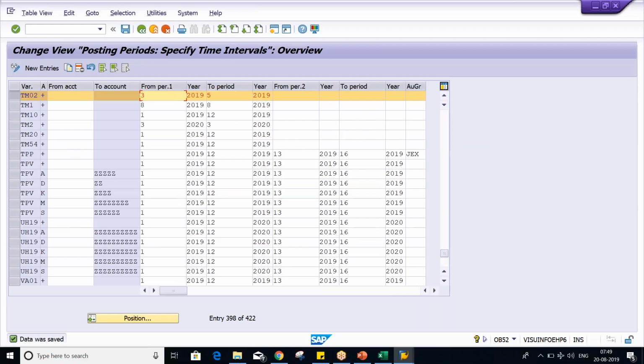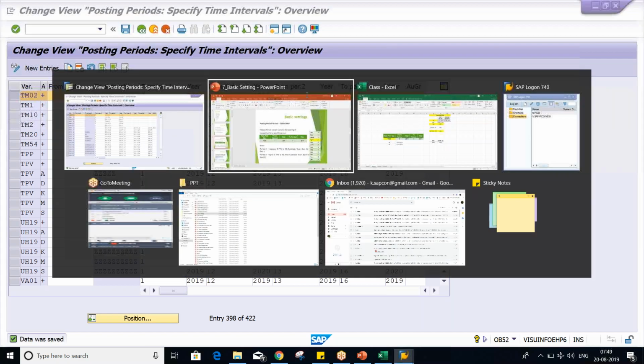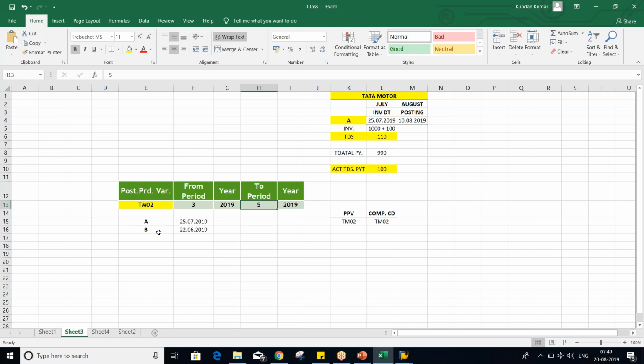Okay, here I'll just do one thing. From period 3, I'll save it. What is happening from period 3 to period 5? It means third period is also open, fourth period is also open, and fifth period is also open. So what will happen? This B will be able to post the transactions. Okay, posting possible, and even A also will be able to post the transactions. So this B has approached the management, accepted the mistake, saying that kindly open third period.